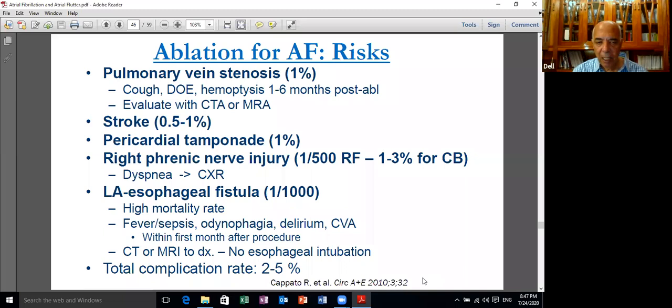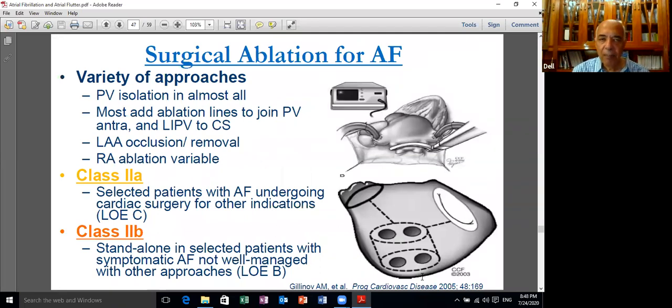The important point is that these patients have a contraindication for esophageal intubation. It's diagnosed by CT and MRI. As we said a while ago, the risk is not 1%, it's 2 to 5%. One slide about the surgical ablation of atrial fibrillation.